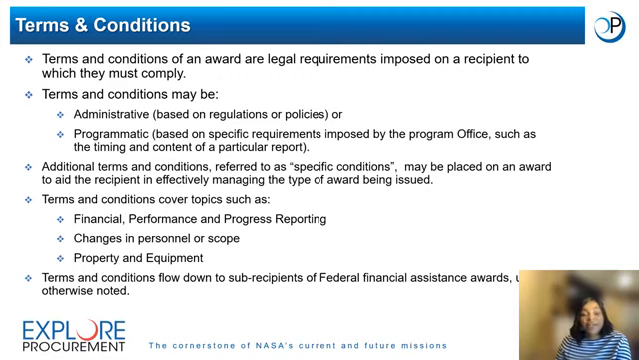Terms and conditions cover topics such as financial performance and progress reporting, changes in personnel or scope, property and equipment. It is important to note that the terms and conditions of an award flow down to subrecipients of a federal financial assistance award unless otherwise noted.